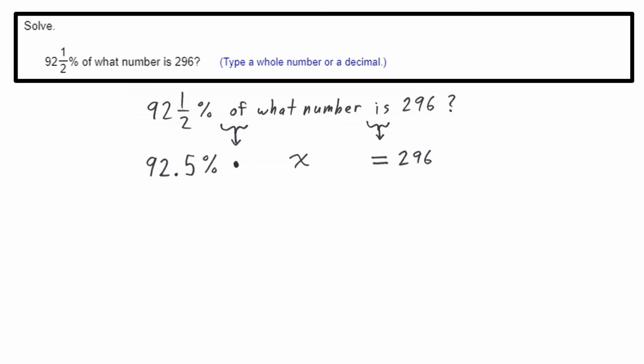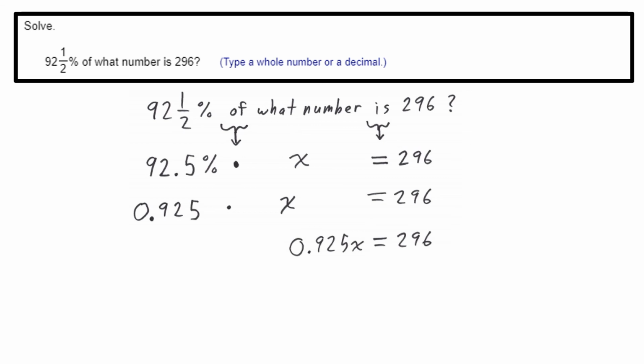Now we want to change from percent to decimal by removing the percent symbol and moving the decimal point 2 places to the left. The rest of the equation stays unchanged. So we're ready to simplify that multiplication that's on the left. It gives us 0.925x.